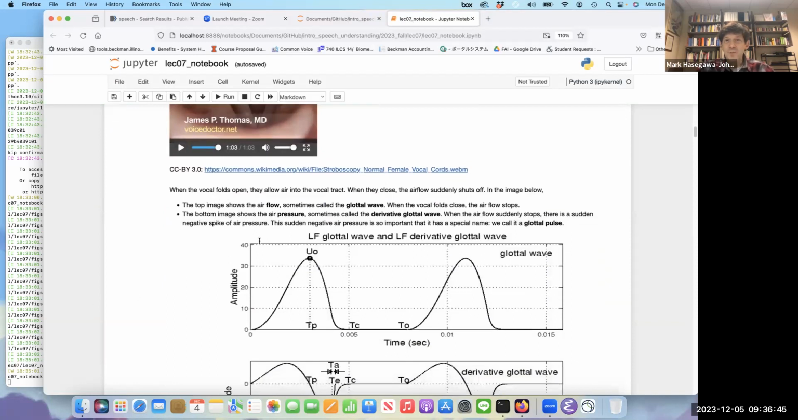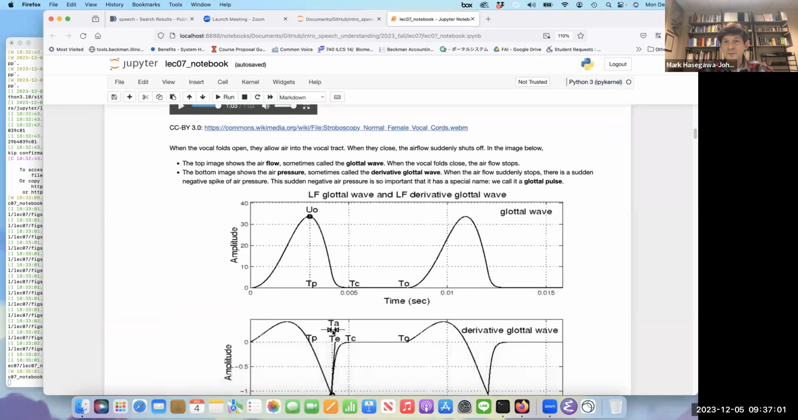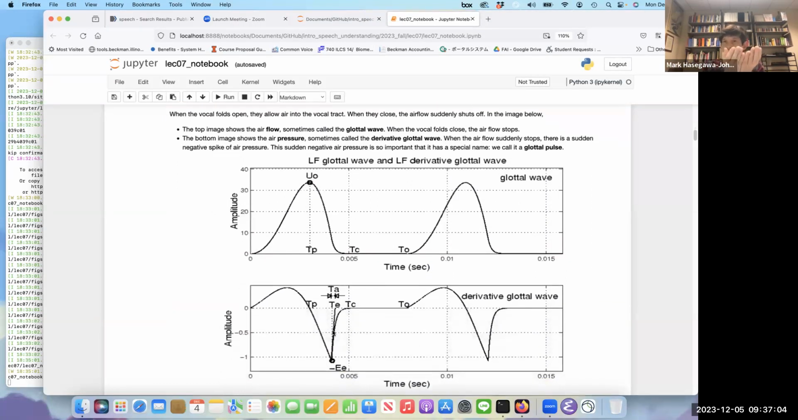When the vocal folds open, they allow air into the vocal tract, and that looks something like this. The air comes in, and then the vocal folds close quite suddenly. So the air gradually increases as the vocal folds open, and then suddenly cuts off when the vocal folds close. And that sudden closure of the vocal folds causes the column of air above it to keep moving. And when the column of air above keeps moving, the density of air here becomes very negative. And so suddenly we have a negative pressure spike.